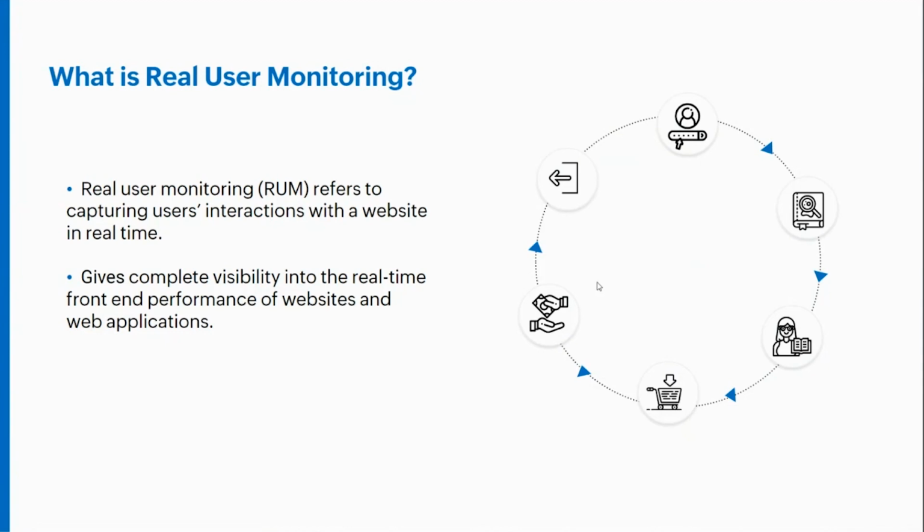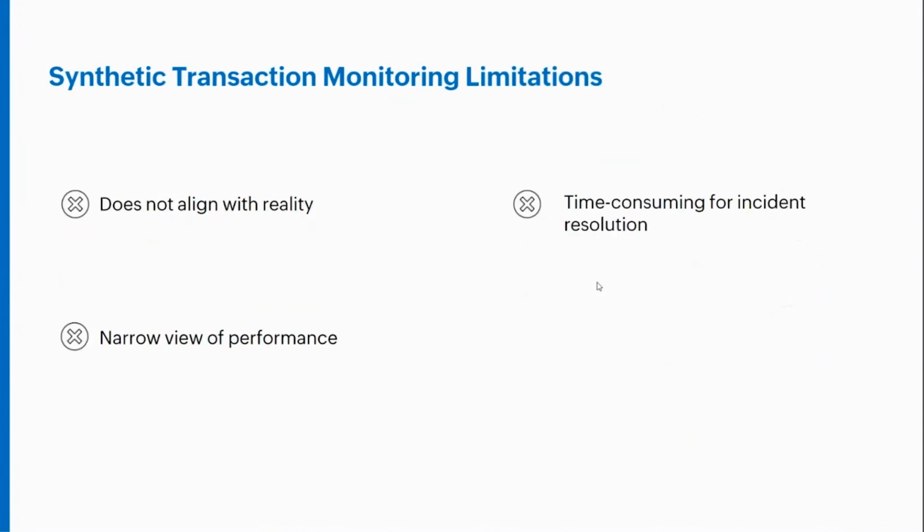This is where RUM or real user monitoring comes in handy. It helps you see why your website is slow in a particular region, identify if you've overlooked any issues with your page load time, find out where and why a user abandoned a page, etc. All this information enables you to optimize your website performance. To understand why RUM is more essential, we must understand the drawbacks of synthetic transaction monitoring. First one is that it does not align with reality. Synthetic monitoring has one weakness.